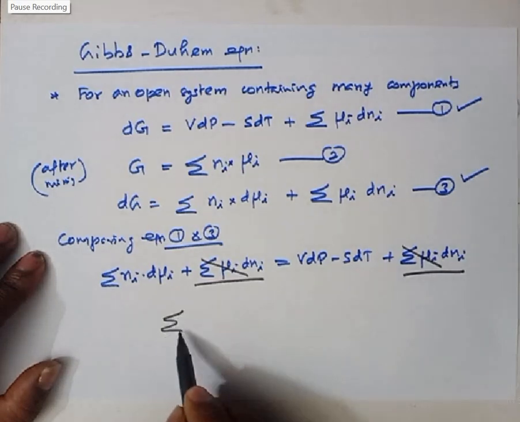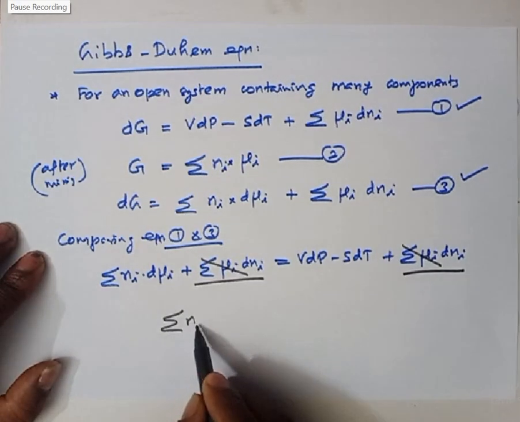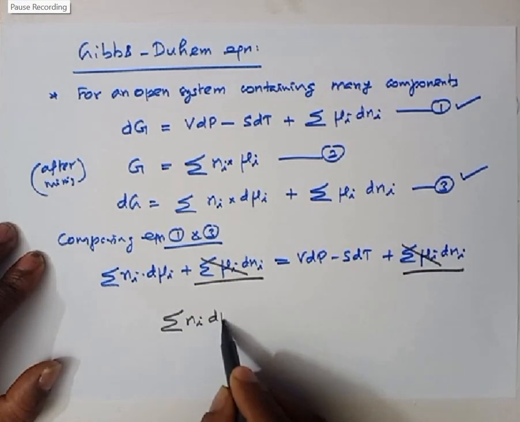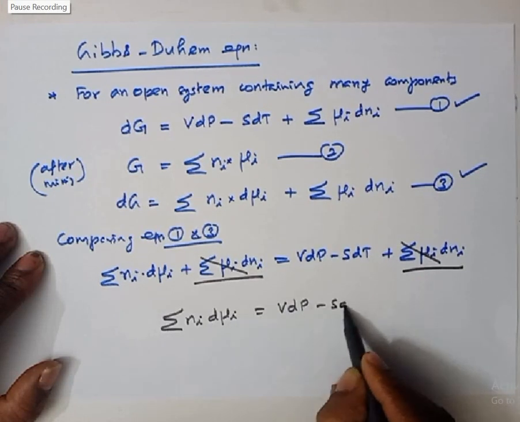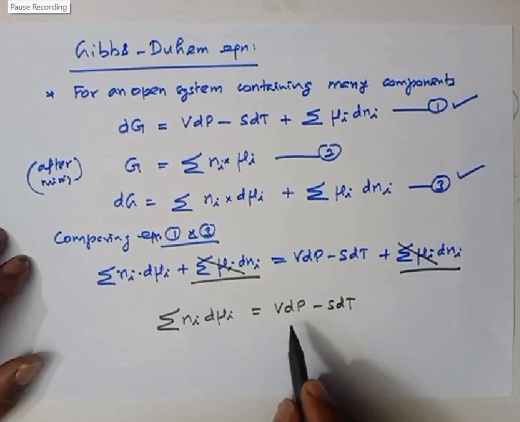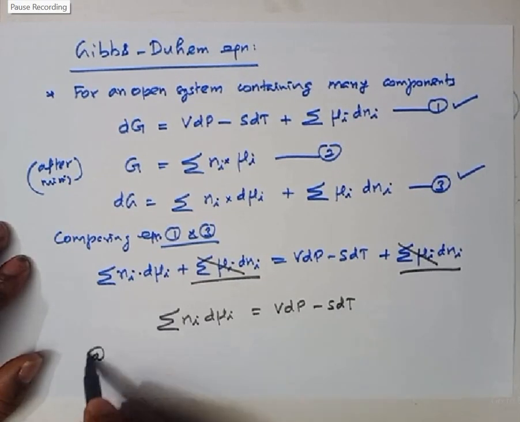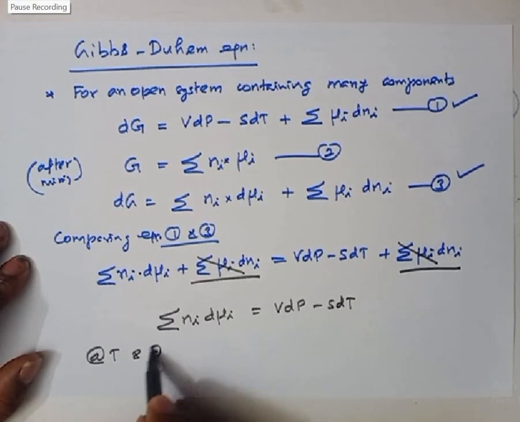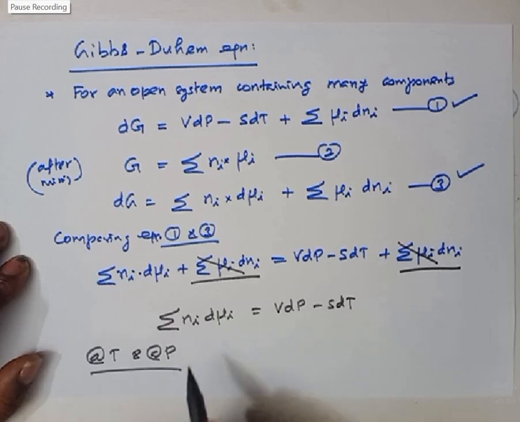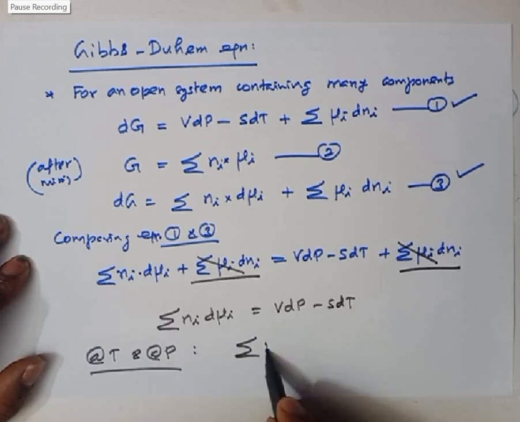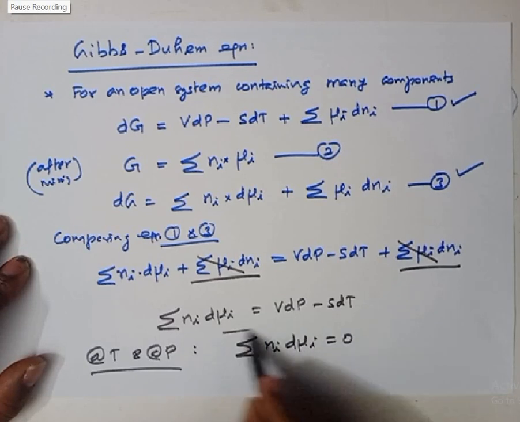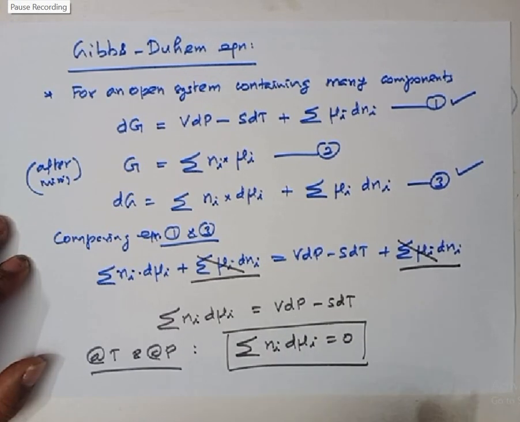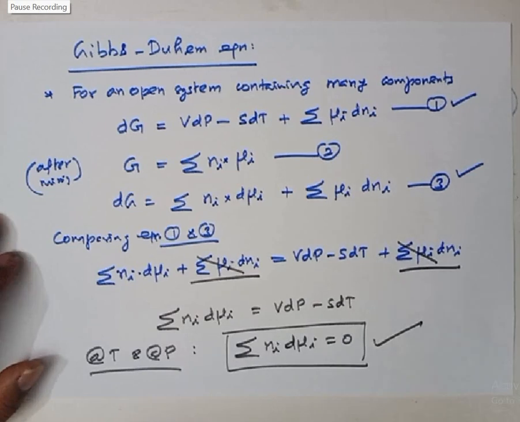Therefore, summation Ni d mu I equals VdP minus SdT. Suppose we keep temperature and pressure constant. Then we get summation Ni into d mu I equal to 0, and this is what we call the Gibbs-Duhem equation. Take it down.